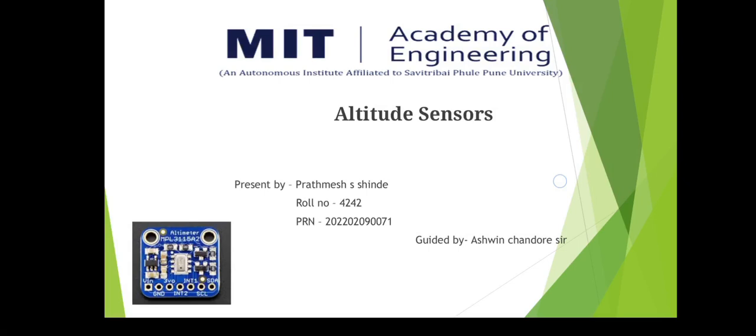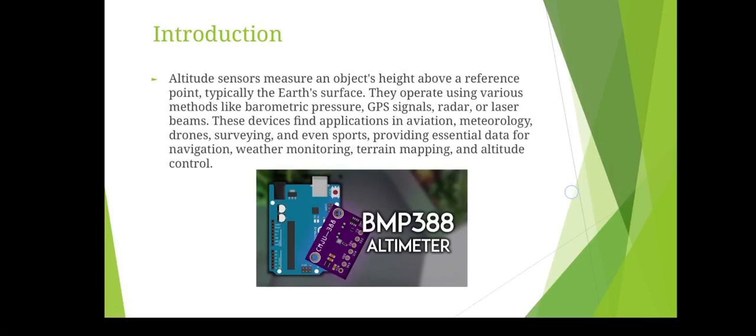Today I am presenting a topic on altitude sensors. Introduction. Altitude sensors measure an object's height above a reference point, typically the Earth's surface. They operate using various methods like barometric pressure, GPS signals, radar and laser beams. These devices find applications in aviation, meteorology, drones, surveying and even sports, providing essential data for navigation, weather monitoring, terrain mapping and altitude control.